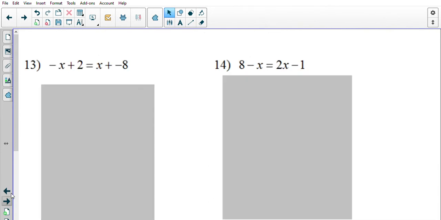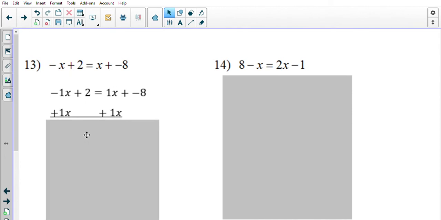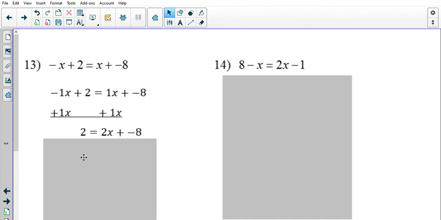All right, let's try numbers 13 and 14, and then I believe I have a couple of independent practice problems for you. So number 13, I did start by writing the x's as -1x and 1x. Now I have a -1x and a positive 1x. -1x is smaller, it's negative, so I'm going to add 1x to both sides. That's going to get me 2 equals 2x plus -8. Now it's just a two-step equation.